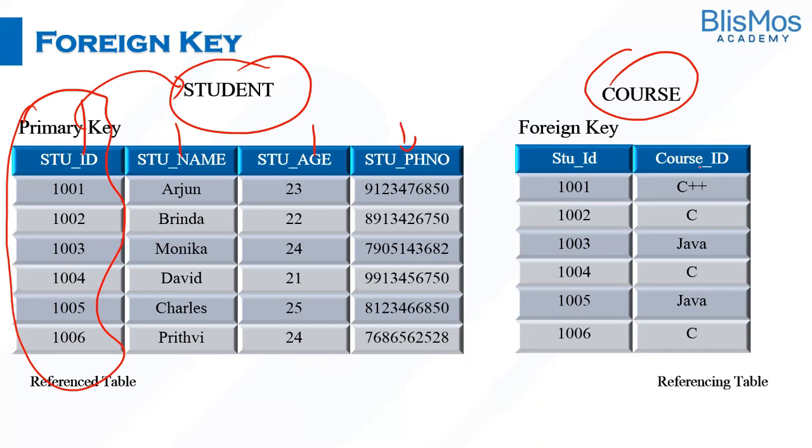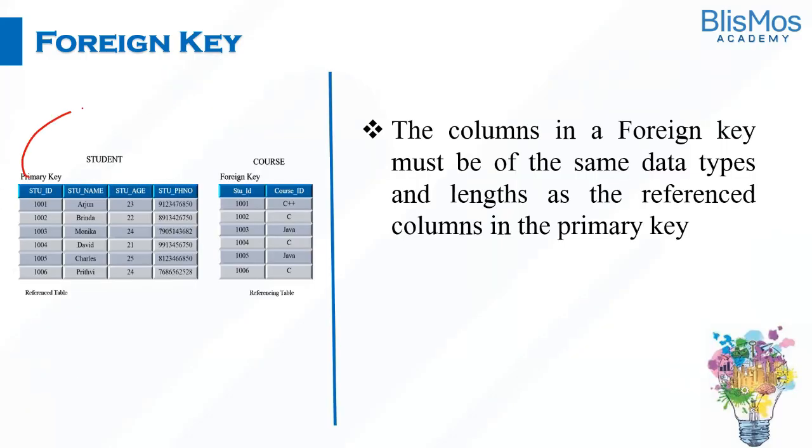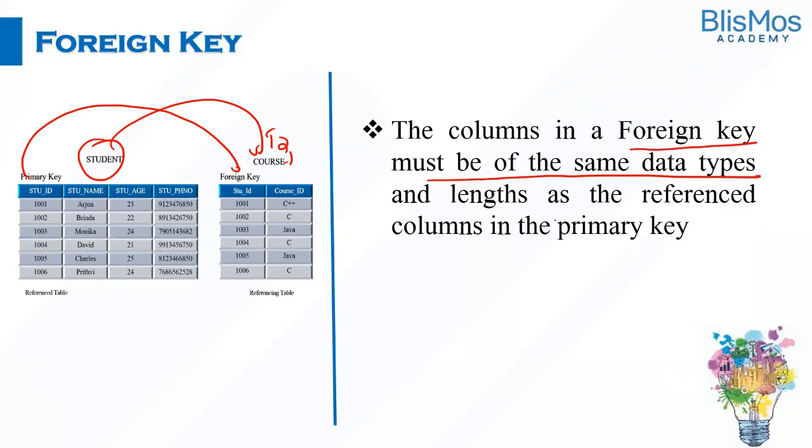The primary key of the student table has become a foreign key of the course table. So this is connecting these two tables. That's clear, right? We understood the primary key of one table would become a foreign key of another table. So foreign key must be of the same data type and length as the referenced column in the primary key. Let us say 1001 here, it should be the same because we are making a primary key of one table a foreign key of another table.